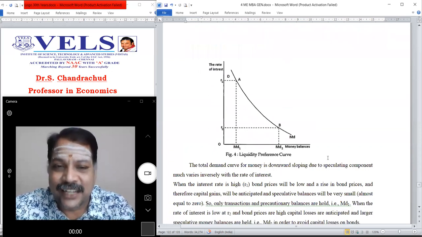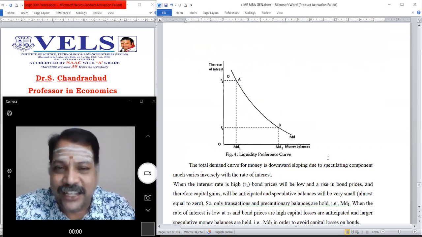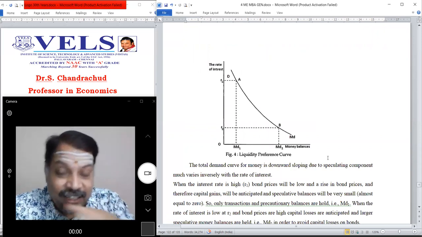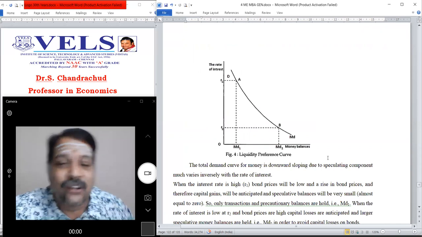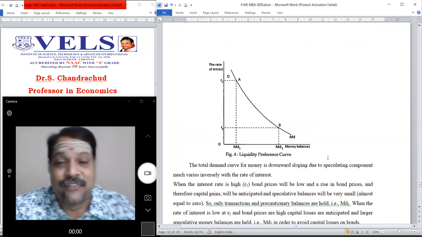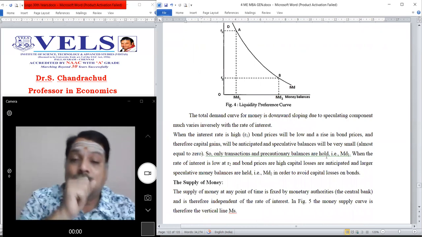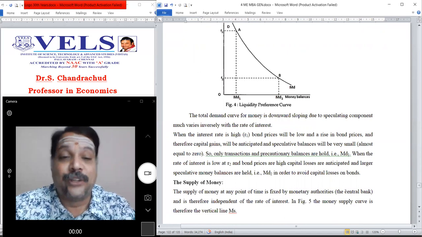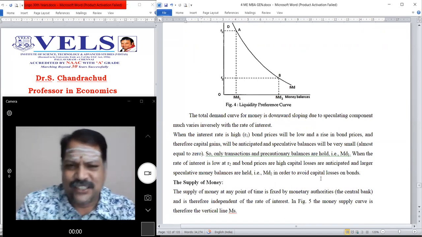In the vertical axis, rate of interest is measured. In the horizontal axis, money balance is measured. When we aggregate the individual liquidity of money and join together, we get a smooth downward sloping curve from left to right. The total demand curve for money is downward sloping due to the speculative component. Money demand varies inversely with the rate of interest.